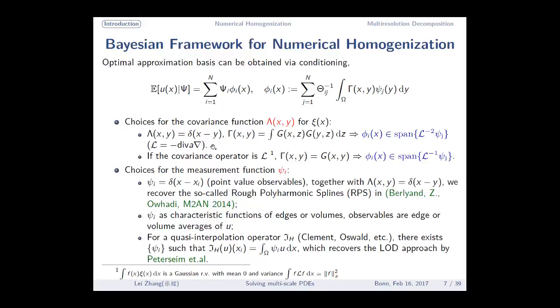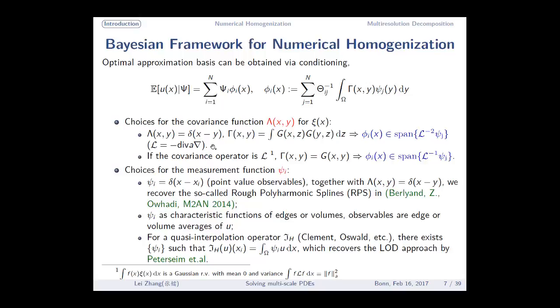Basically we can get this optimal approximation basis by conditioning. But we need some concrete examples, because we can choose different lambda, and we can choose different measurement functions psi. So that's the freedom to choose.